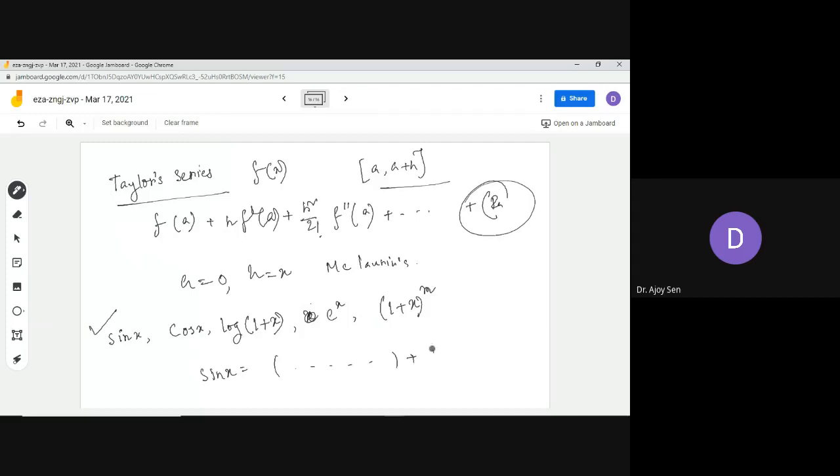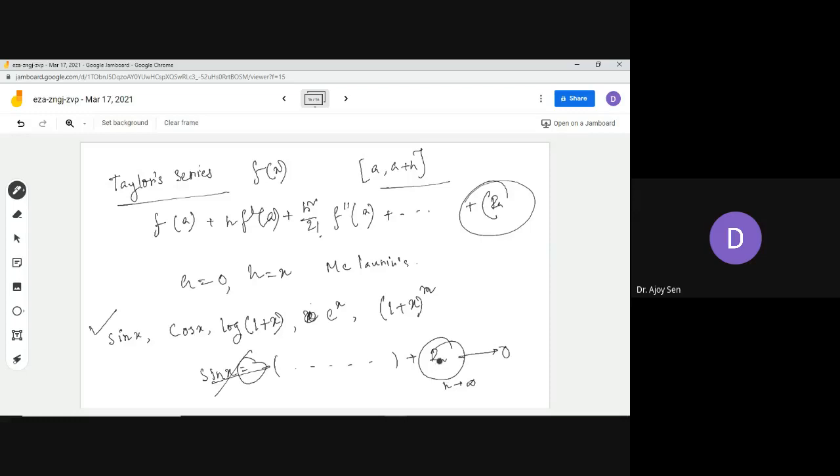For that you have to prove that this Rn part, this remainder part, goes to 0. So if this remainder term goes to 0 in the limiting sense, as n tends to infinity, then you can say sin x is equal to that series. Without proving that the remainder term goes to 0, you can't write this equality. You can only say that this is the Taylor's infinite series of sin x.